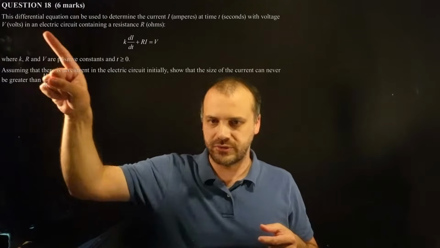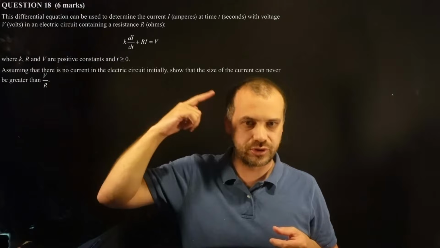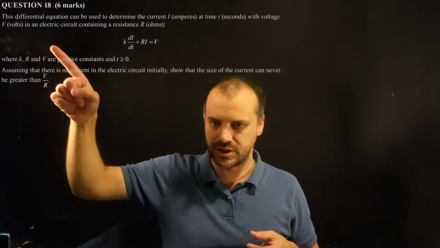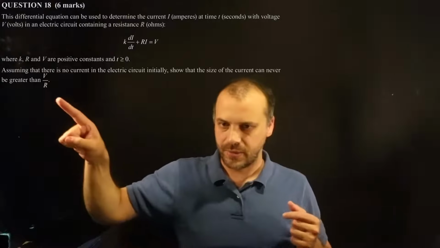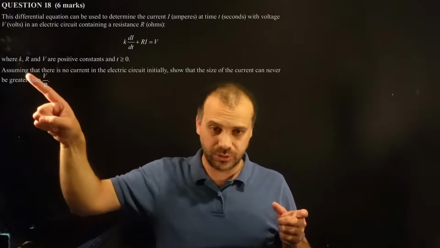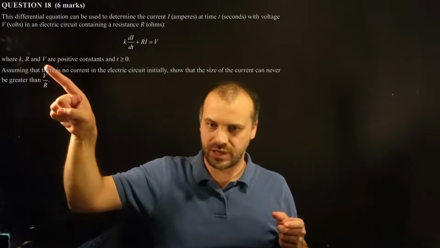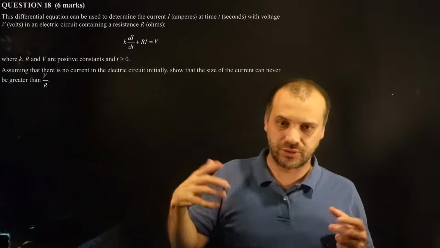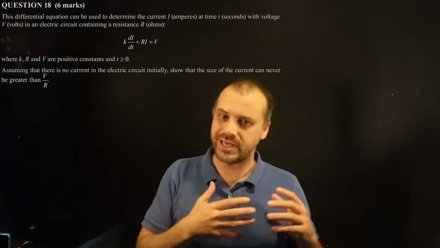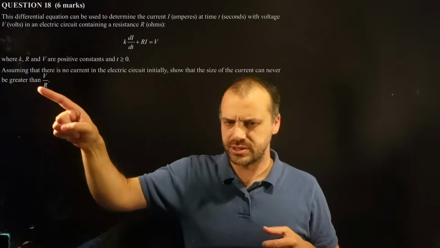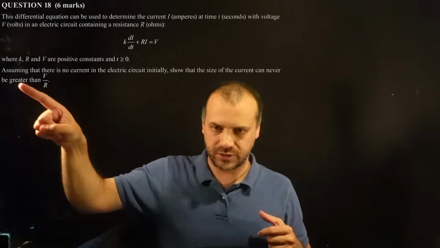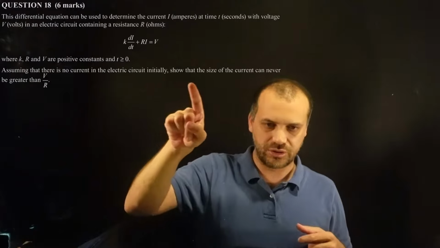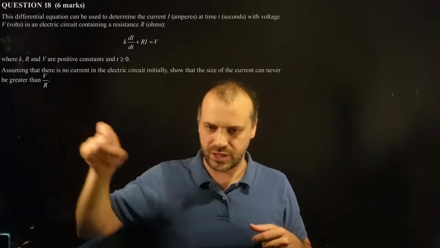Okay, so what have we got? We've got a differential equation, so that's making me think, okay, I've got to work with differential equations. The current is this, time is this, voltage is this, and I've got some formula. Now this in external exams comes in handy sometimes, where K, R, and V are positive constants. So these are all positive numbers, and t is greater than or equal to 0, so also basically a positive number, can also equal 0. This is the bit where this question is so out of left field. Assuming that there is no current in the electric circuit initially, show that the size of the current can never be greater than V over R.